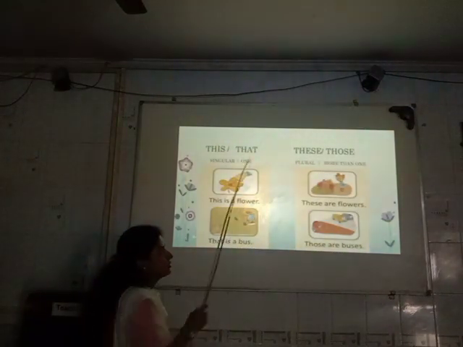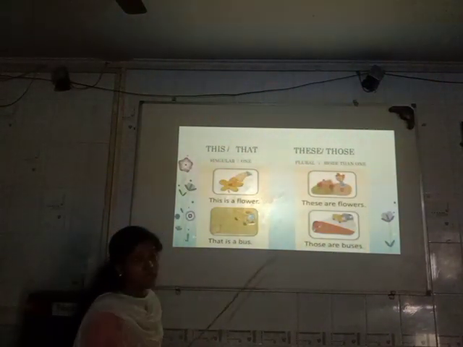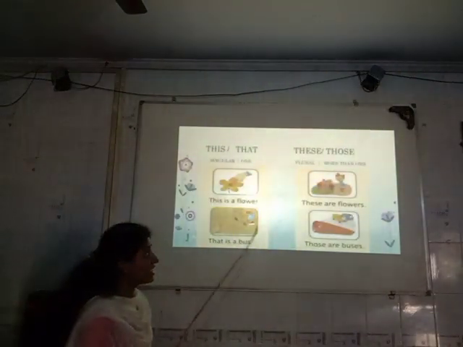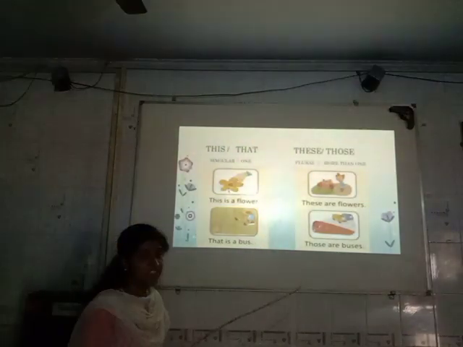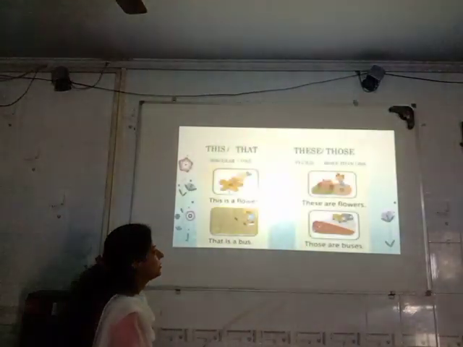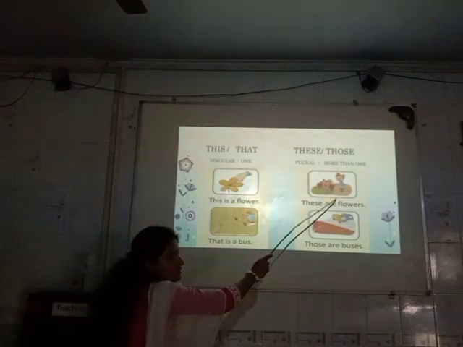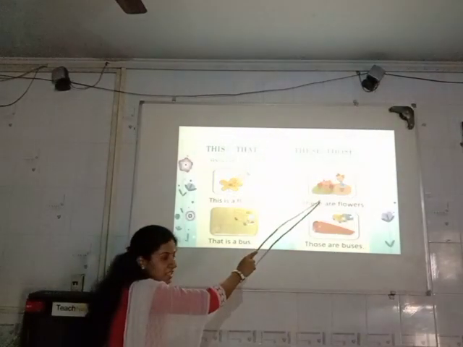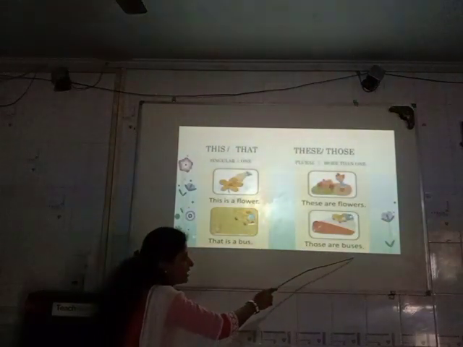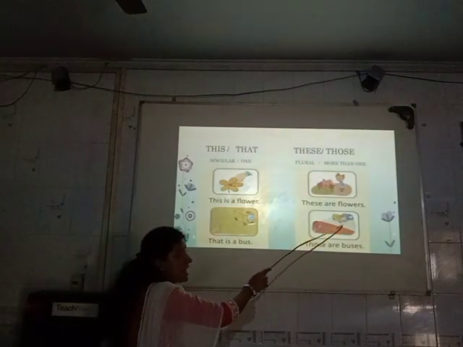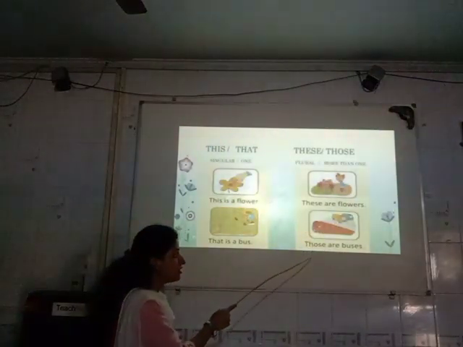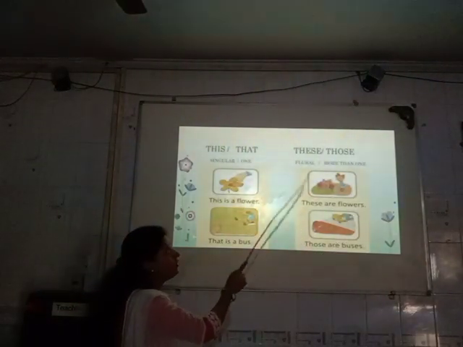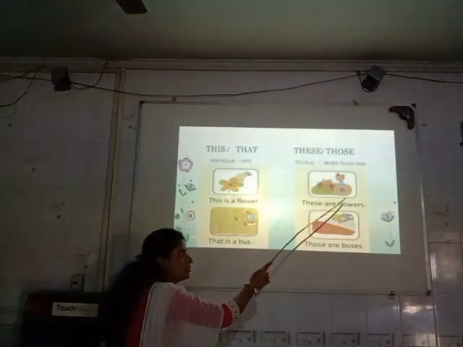These and those. We use these and those when it is more than one. So these are flowers, but they are near. That's why we call it these. And those are buses. Here there is more than one bus, so we use those. When it is more than one, we use these and those.